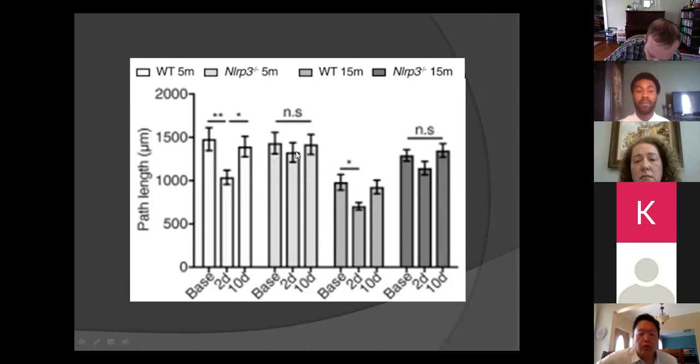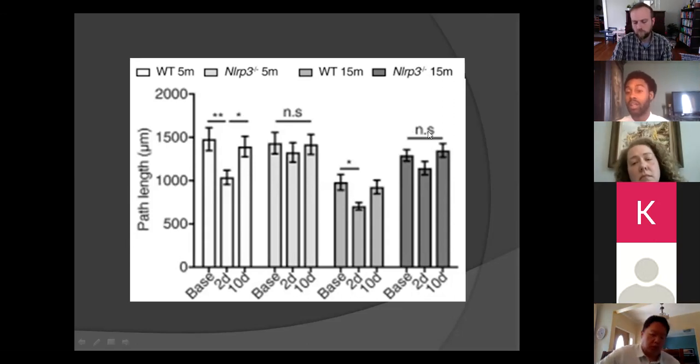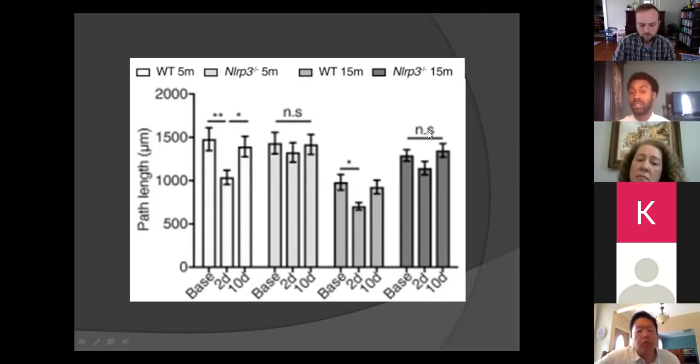And moving into the 5-month wild type mice, you see the same trend once again as the branch number, with a lot fewer glial cells, but the same thing in the path length. From base to 2 days, you still see the statistical significance all the way back up at 10 days. But in the NLRP3 knockout mice, the path length doesn't go down as much from the base to 2 days, and then it comes up at 10 days. But the NS shows that there's no significance in these.